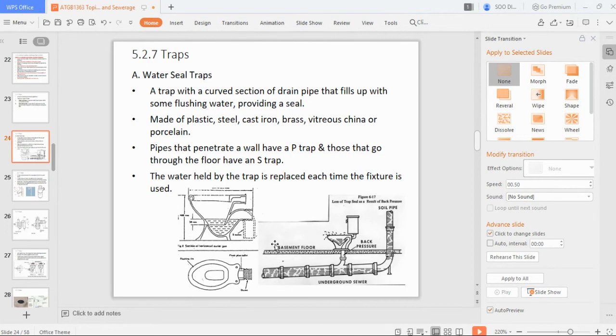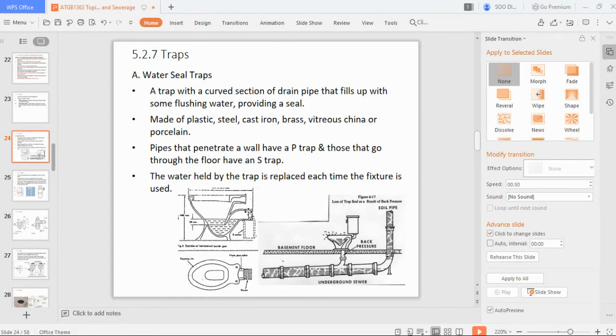So this is your water seal trap. Usually this is where you find it, at your WC. So this shape, S shape or P shape, is how the water seal trap will be formed.